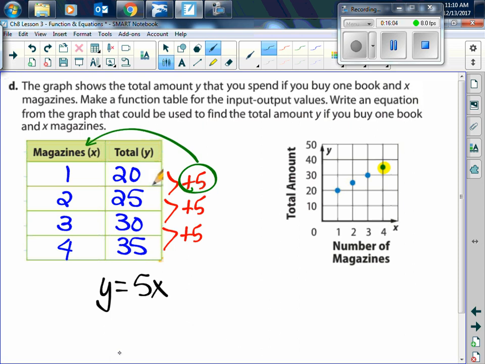Wait a second. 5 times 1 is 5, not 20. 5 times 2 is 10, not 25. How do I get to 20 after I multiply times 1? What do you think I need to do? You need to add 15. Very good. So, here we have 5x plus 15.